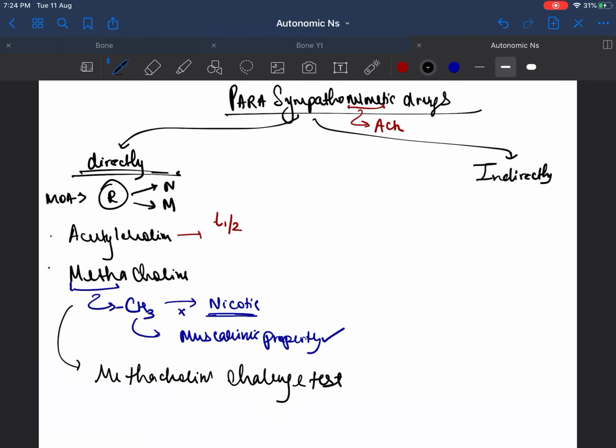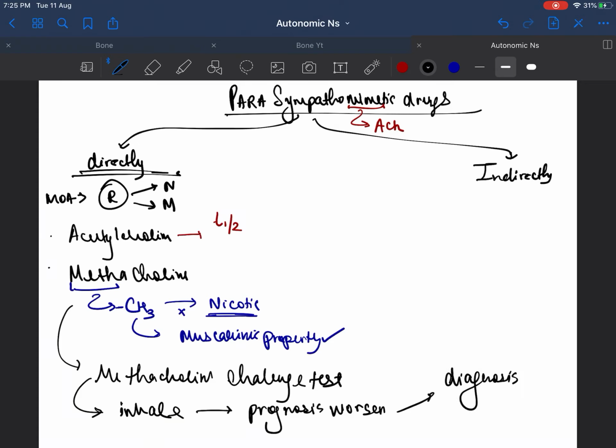A patient comes to you with symptoms of bronchial asthma, like presenting with dyspnea, and you are not able to confirm your diagnosis of whether it's bronchial asthma or a hyperactive bronchial epithelium. So what will you do? You'll tell him to inhale some methacholine, and if you see that his condition worsens, then you can confirm your diagnosis. The person has a hyperactive bronchus, or is maybe suffering from bronchial asthma.